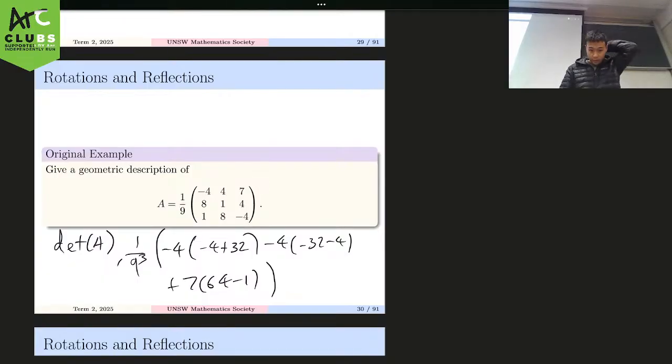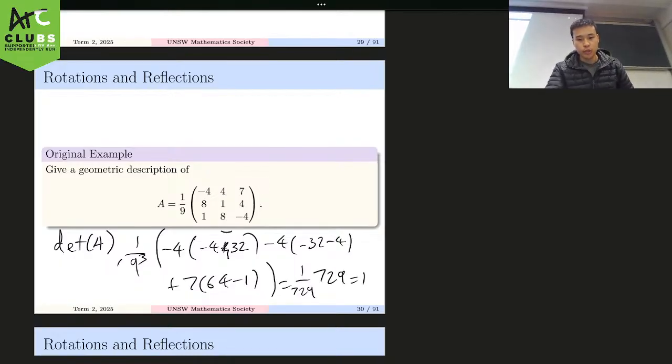I didn't even get the right value. -4. Oh wait, it's meant to be a minus. Okay, alright, so the inside thing is 729. So that works out nicely.